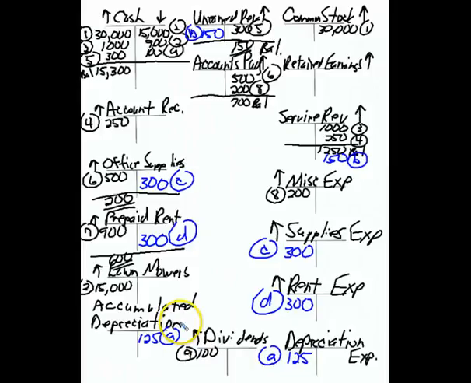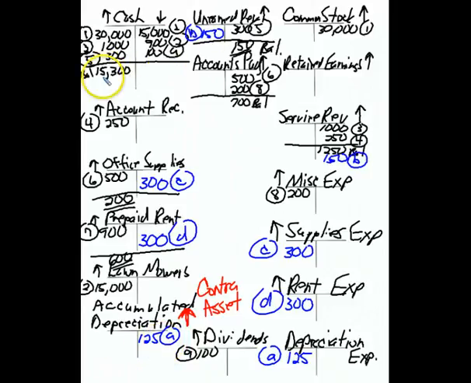Now, accumulated depreciation normally has a credit balance. Even though all the expense accounts have debit balances, accumulated depreciation will always have a credit balance because it is a contra asset account. It's a negative asset account. Contra asset. So notice we did not take the $125 and credit lawnmowers to reduce it directly. We indirectly reduce lawnmowers by creating this accumulated depreciation account.